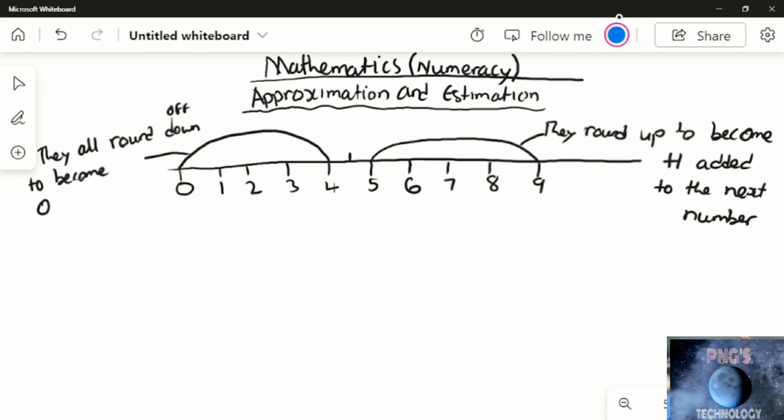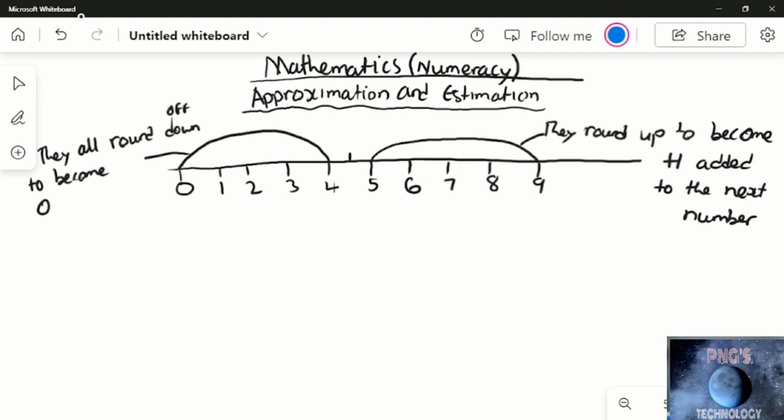So this is the standard in terms of approximation and estimation. When you have a number ranging 0, 1, 2, 3, 4, they all round down to 0. When you have a range of numbers 5, 6, 7, 8, 9, they all round up to become 1 added to the next number. So without wasting much time, let's take some exercises.